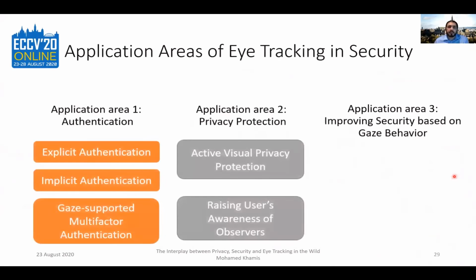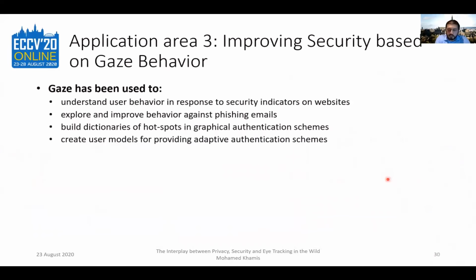And the last category is improving security based on gaze behavior. What I mean by this is just tracking the user's eye gaze behavior. You can understand things about their response to security indicators on websites. You can spot if they have looked at the URLs or the senders of emails before opening them, and this could help you in detecting phishing attacks, for example, or warning people about phishing attacks.